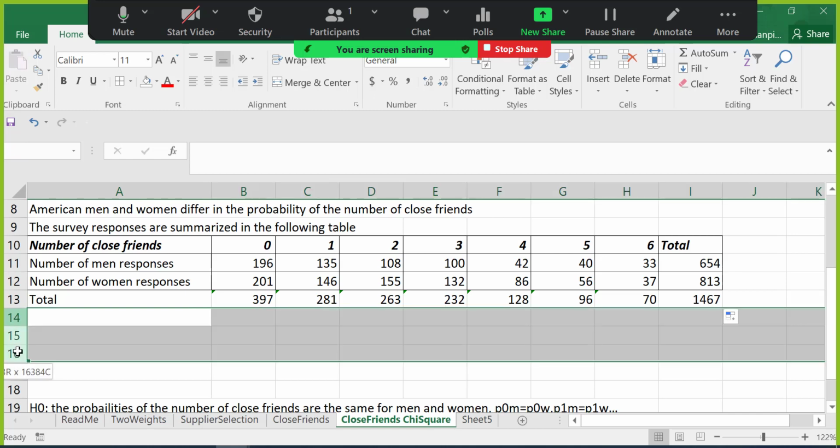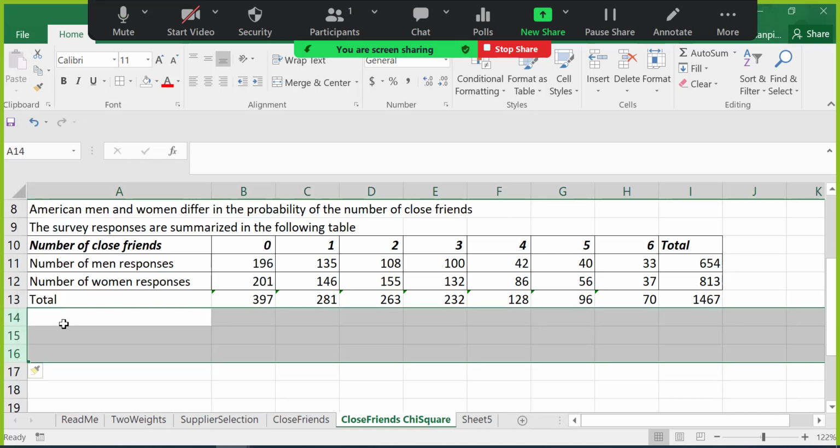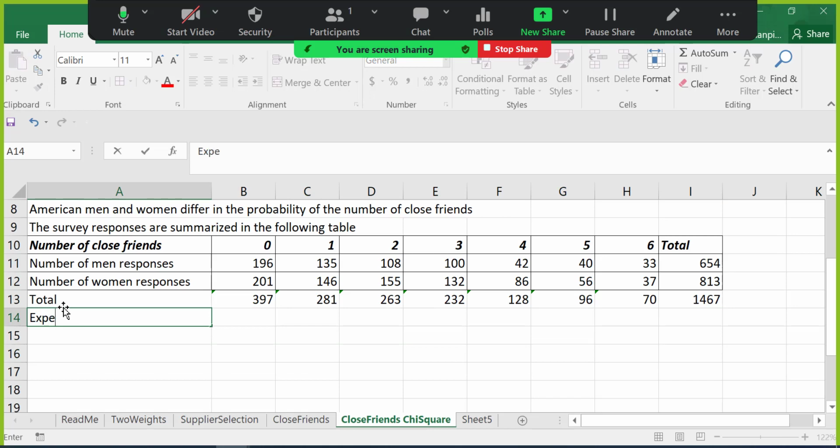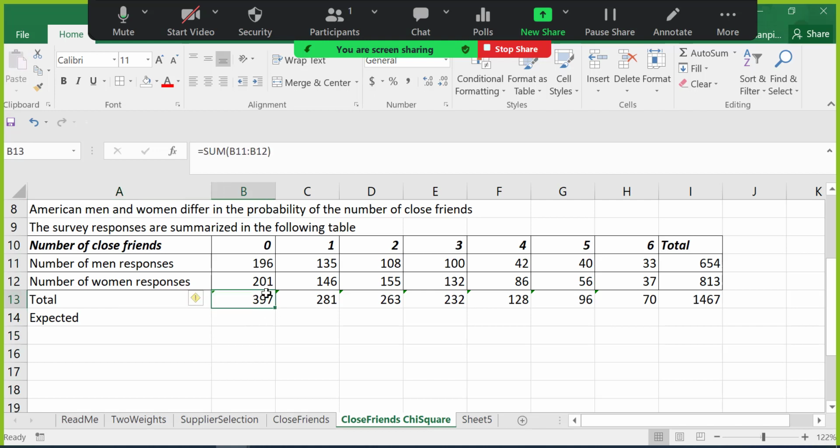And then we need more space. Then we need to find the expected value. If there is no difference, the proportion should be the same. So for the 0 ones, out of the number of men, 654, the proportion is 397 divided by the total. So the proportion should be the same.